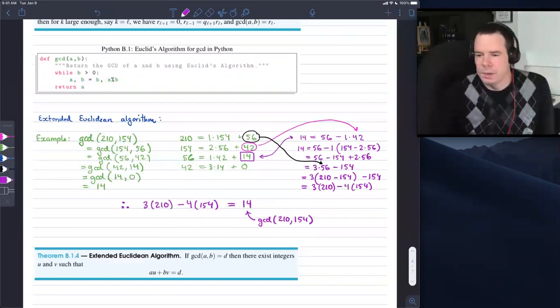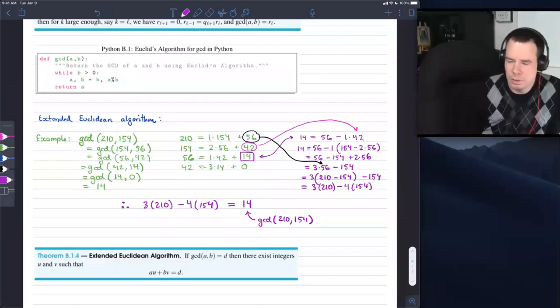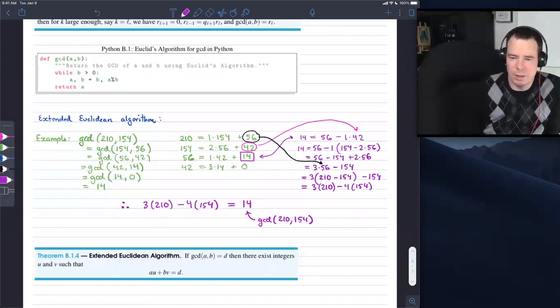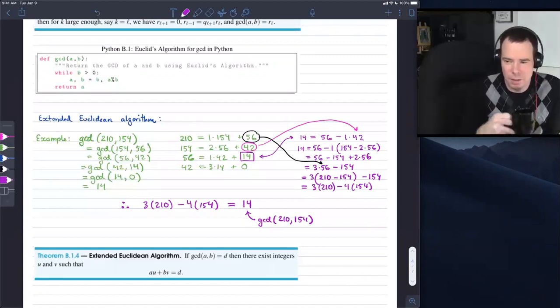Okay, so you may think, well, big deal. What did we actually do here? We started with two numbers, 210 and 154, and we showed we can get a combination of them equal to their GCD. And that actually turns out to be quite a big deal: you can always take any two numbers, and whatever their GCD is, you can always find a linear combination of those two numbers to obtain the GCD.